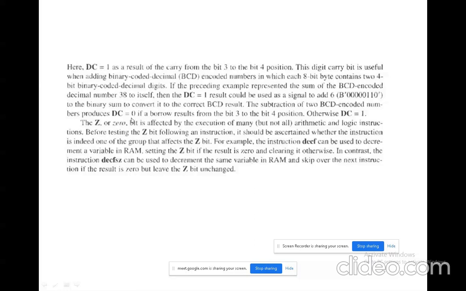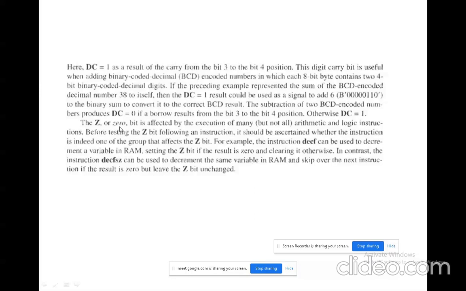The same thing will be repeated for addition of BCD numbers. What is BCD? Binary coded decimal value. Okay, when you are adding two BCD values, if you have a carry between the 4 bits, then it will be set as 1. Okay, for BCD subtraction also you will be repeating the same thing.